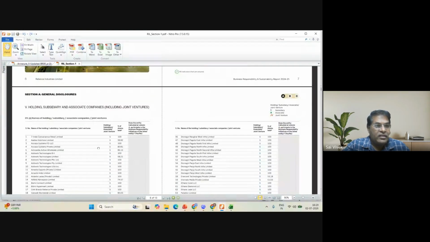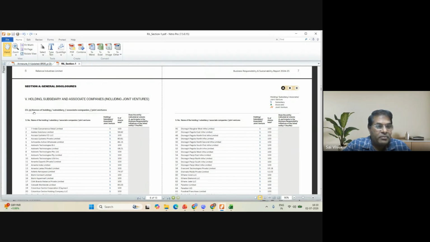Now we see the 23rd serial number, which says about holdings, subsidiary, associate companies, and joint ventures. We have seen the difference between these all. Holding is the company which controls another company. Subsidiary is the one which gets controlled by the holding. Associate company is one which doesn't hold control, but has got an influence, whereas joint venture has got equal control. Both of them have got equal control.